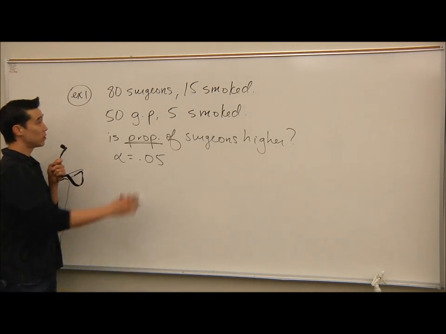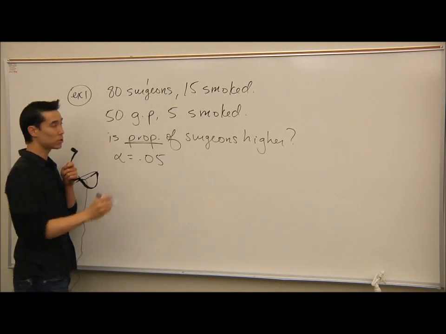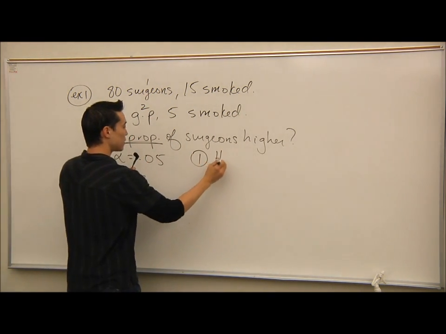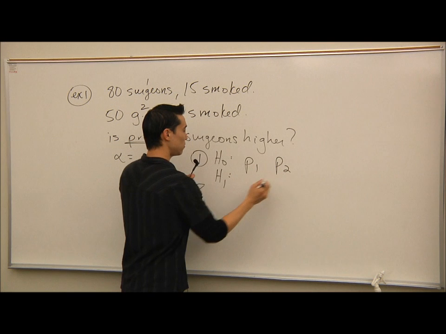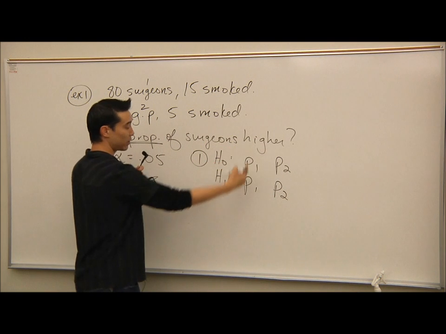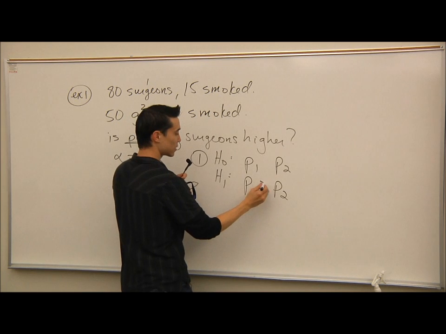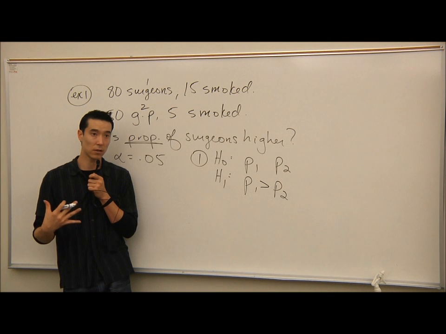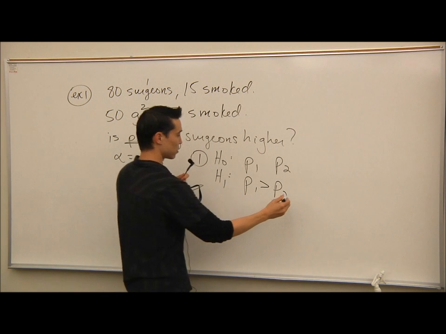And once I know that, then I'm ready to roll. Usually, whatever's given first, I'll label as 1. So I'm going to label 1 for surgeons and 2 for general practitioners. And then I'm ready to move. So H0, H1, we're looking at P1 versus P2, and I have to get this right. The proportion of surgeons higher. If I label 1 as surgeons and I want 1 bigger than 2, that's going to be P1 bigger than P2, right? Because we're testing the proportion of surgeons who smoke, which I labeled as 1, higher than general practitioners, okay?